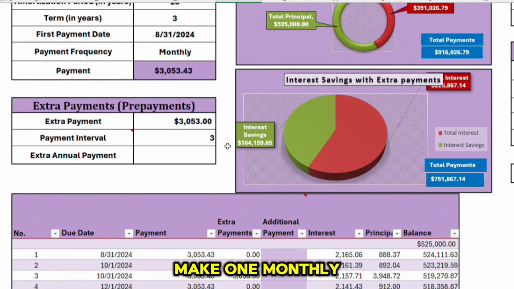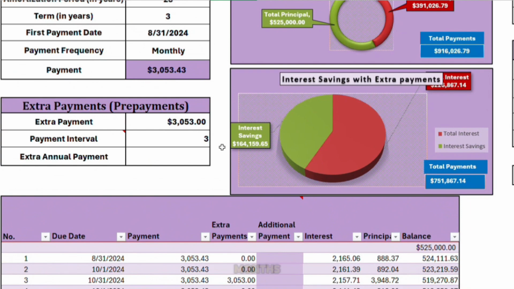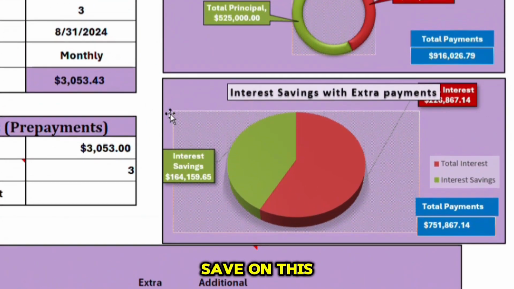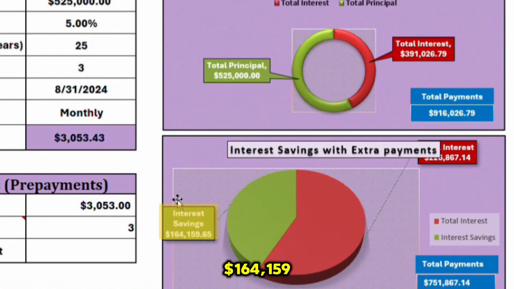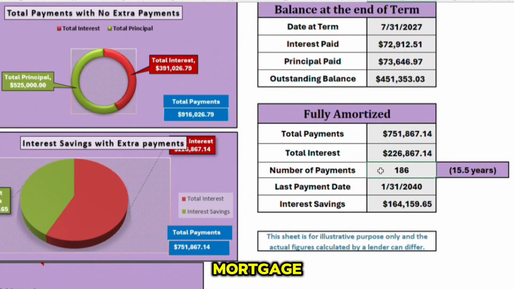So if you make one monthly payment extra after 3 months, the interest that you are going to save on this mortgage is $164,159. And you will be able to pay off your mortgage in 15.5 years as compared to 25 years. So if you want to pay off your mortgage as early as possible, this is one of the fastest ways with which you can be mortgage free.